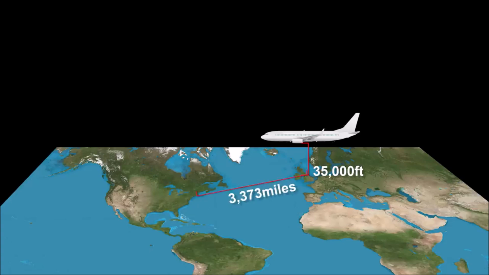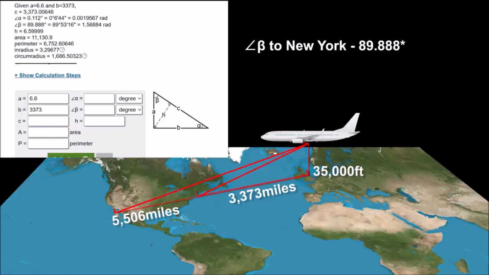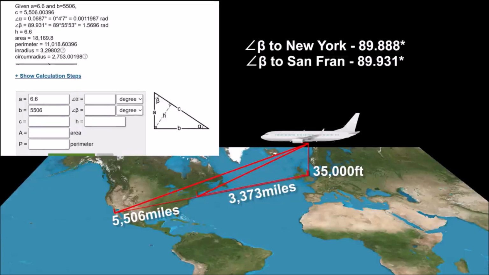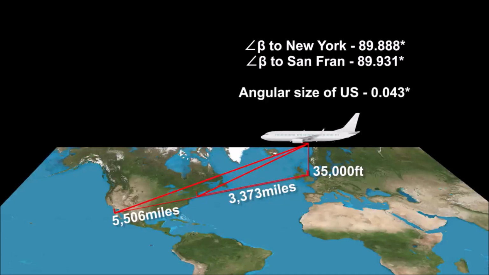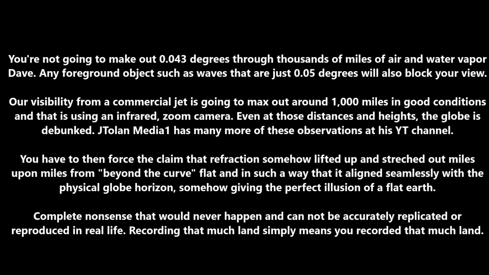From a plane above the UK, it's about 3,500 miles across the Atlantic to reach New York, and a further 2,000 miles or so to reach San Francisco. That means from a plane above the UK at 35,000 feet, there is enough vertical angular resolution for the whole of America to be visible to the naked eye. You're not going to make out 0.043 degrees through thousands of miles of air and water vapor, Dave. Any foreground objects such as waves that are just 0.05 degrees will also block your view.